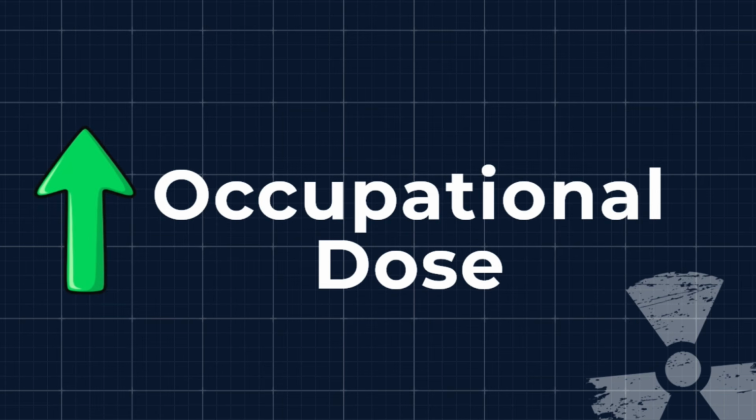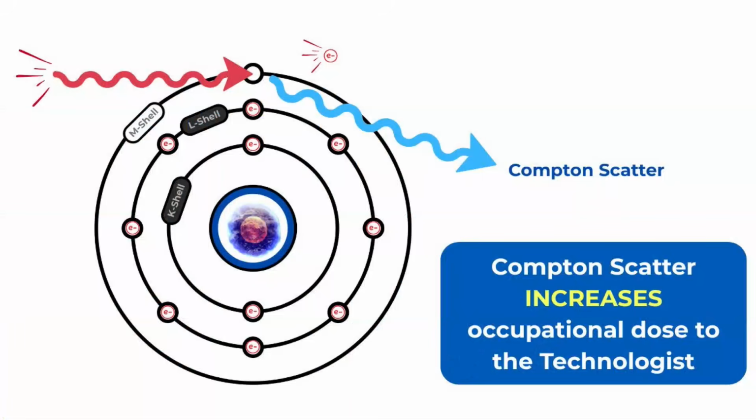Second, Compton scatter increases occupational dose. This is one of the biggest reasons we care about it as radiologic technologists. During an exposure, the patient can actually become a source of scatter radiation. That scatter radiation can travel in different directions, including back toward the technologist or anyone else standing in the X-ray room. So when we talk about occupational dose, Compton scatter is the main interaction we are concerned about.